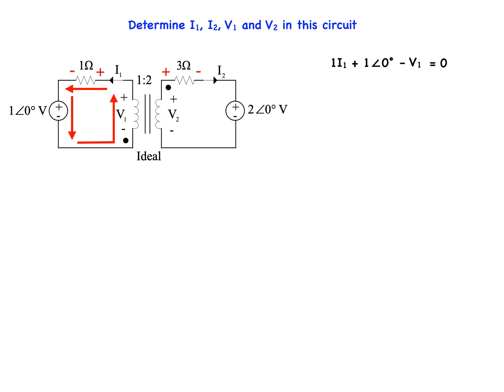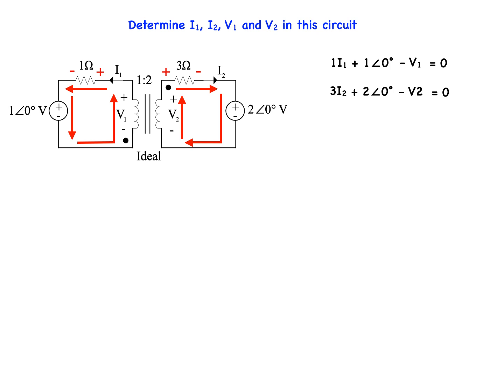On the other side of the transformer, 3I2, the voltage drop across the 3 ohm resistor due to I2, plus 2 at 0 degrees, the voltage drop due to the 2 volt power supply, and minus V2 due to the voltage drop of the transformer. Again, I assumed the polarity to be going from negative to positive, therefore the voltage drop is negative. The sum of all these voltage drops also must add to zero.